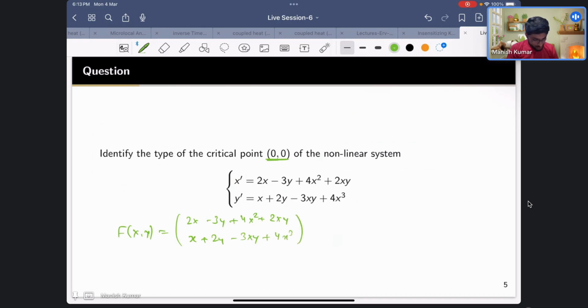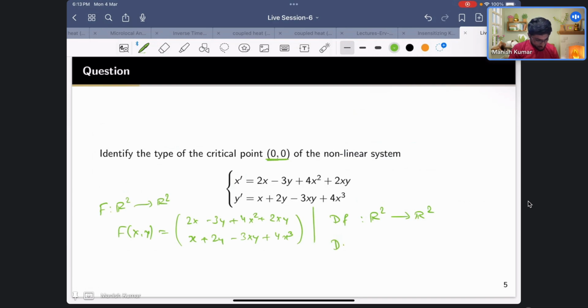Okay, now what is the Jacobian matrix corresponding to this function? So this function f is a function from R2 to R2. So the derivative is a linear operator, and it's a map from R2 to R2. And here you have a matrix basically.